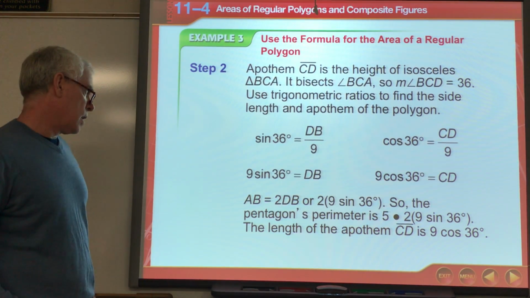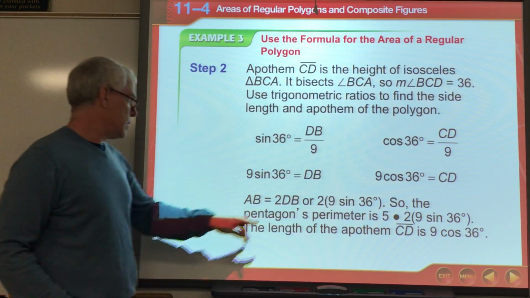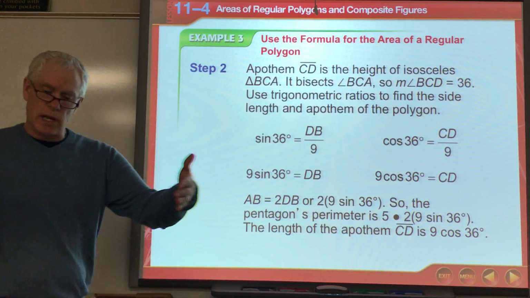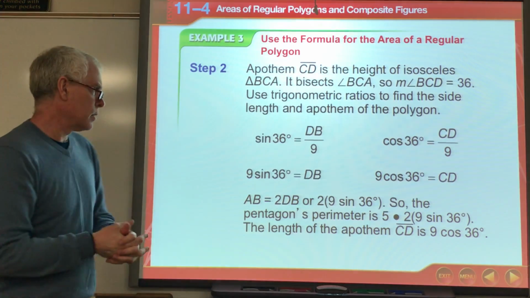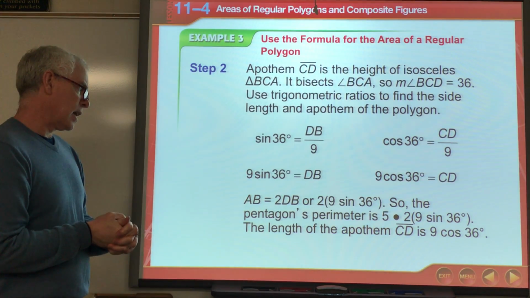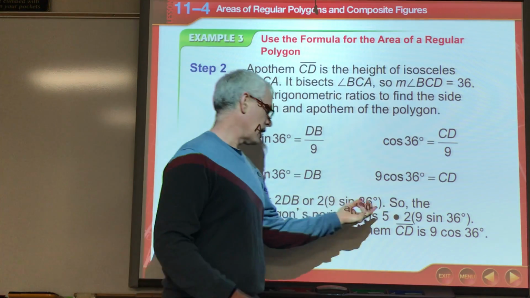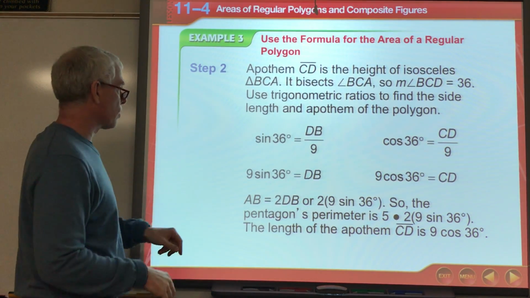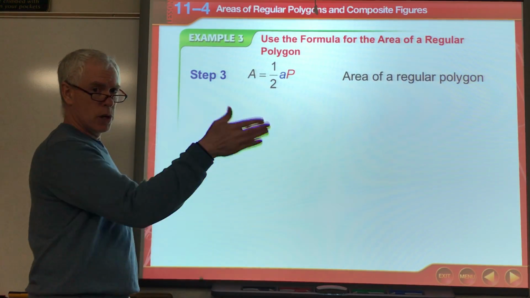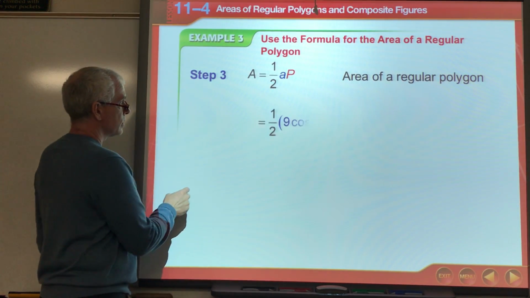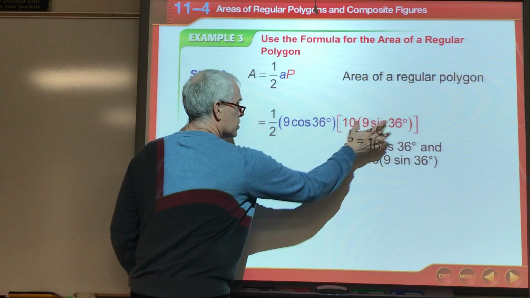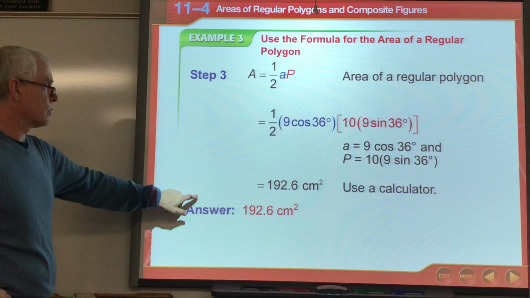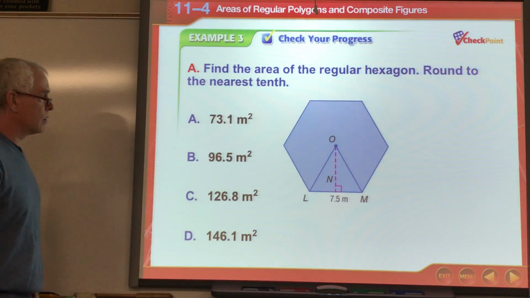And so, if DB was 9 times the sine of 36, AB, which is one whole side length, remember DB we broke into one little part here, okay? And so if I double that, I get one side length. And then if I take that side length and I multiply it by 5 because it was a pentagon, I've got the entire perimeter. Okay, so I can work through that. And the apothem was that 9 times the cosine of 36. Okay, so there's your apothem, there's your perimeter. I can work it out and I get an approximation of 192.6. Okay, we'll try a couple of these together here too.